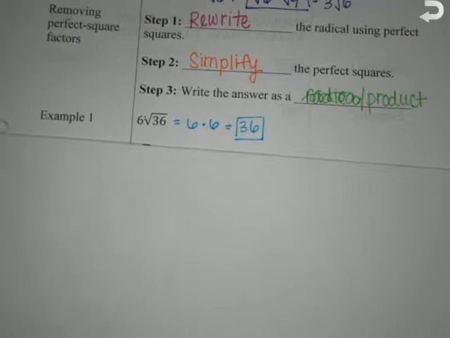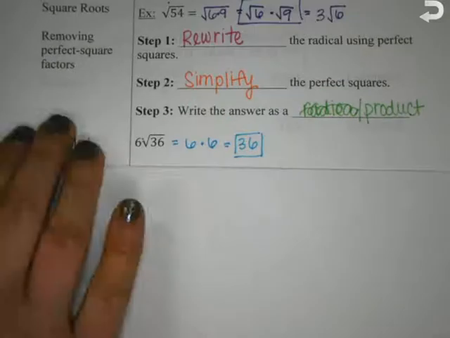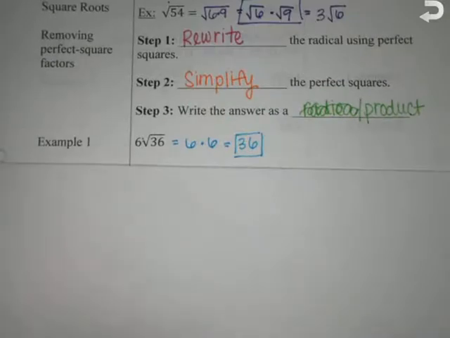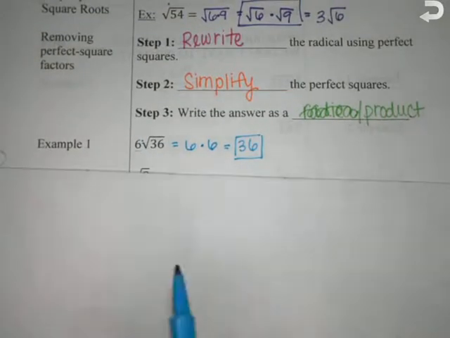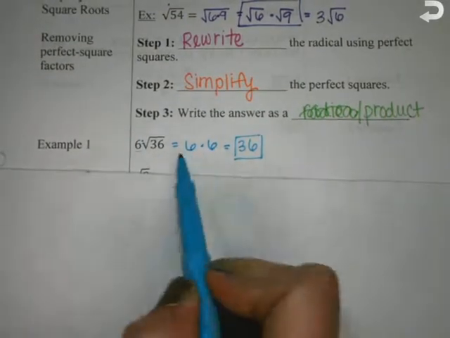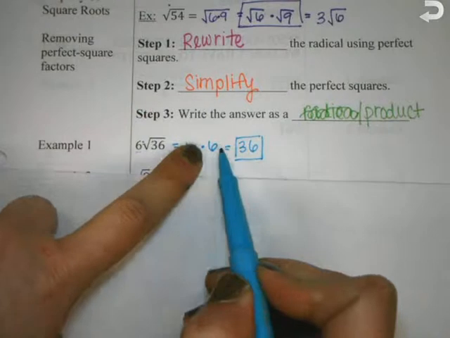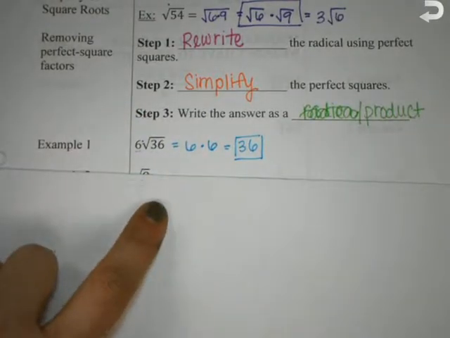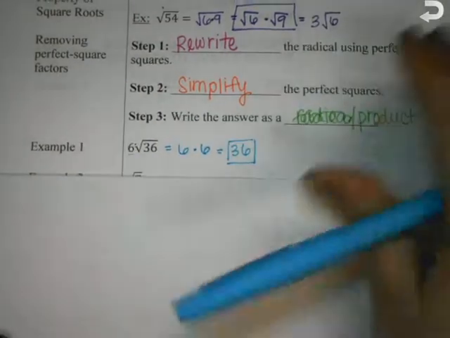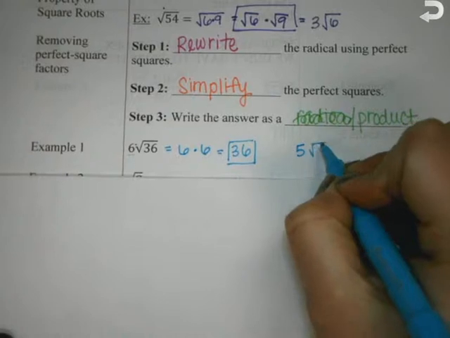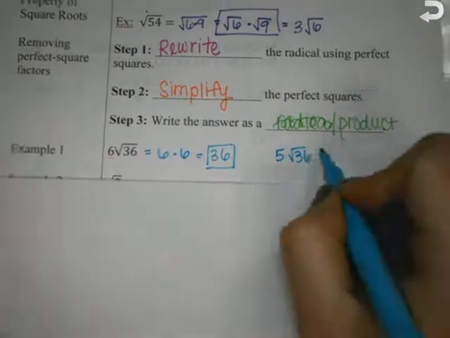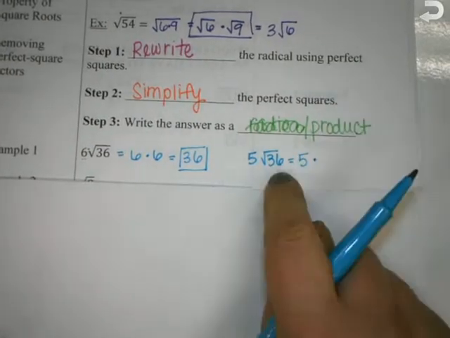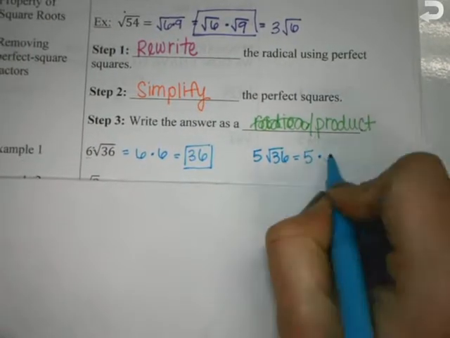So what I was explaining just a second ago is if this number outside the radical was a 5, it would have ended up being 5 times 6, so your answer would be 30. Is that better? So let's write that one too. Let's do 5 square root of 36. That would be equal to 5 times square root of 36 is 6, and 5 times 6 is 30. Make more sense?